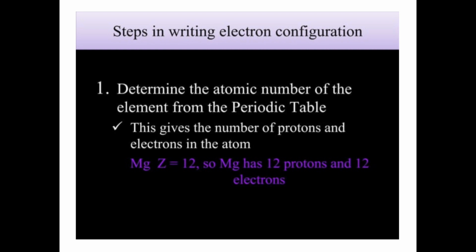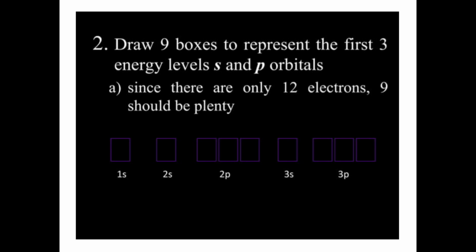Of course, you know the atomic number is the number of protons or electrons in the nucleus of an atom. For instance, magnesium has 12 protons and 12 electrons. For a neutral atom, it has 12 protons and 12 electrons. Okay, so the second thing, if you are writing for magnesium, for instance, is to draw the 9 boxes.